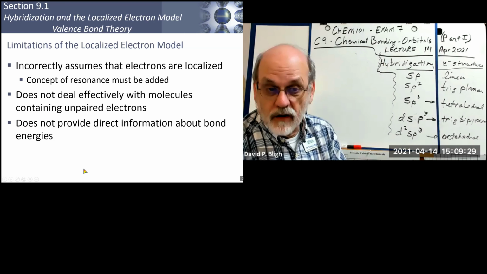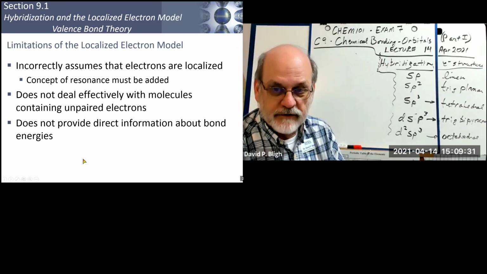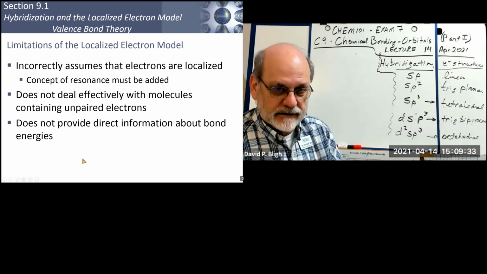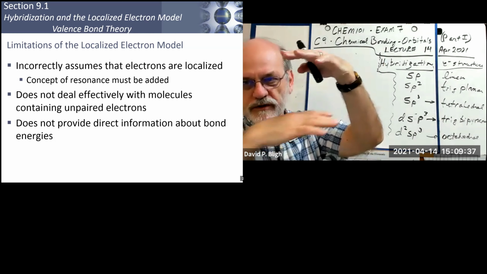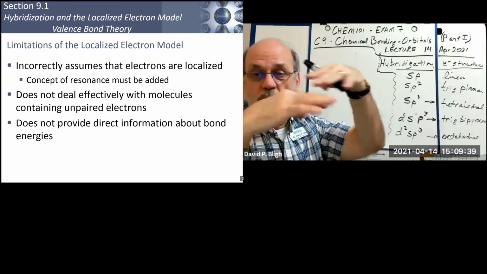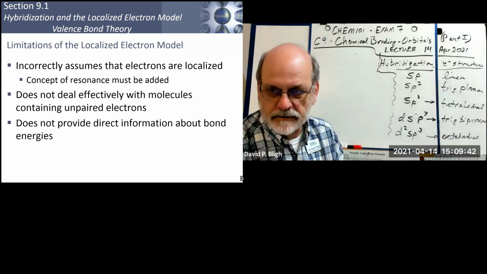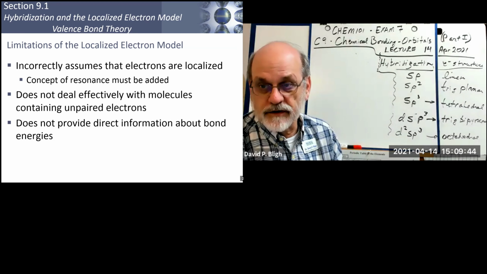It doesn't, no, that's true. It doesn't provide direct information about bond energies. It just says that the bond energies of the hybridized orbitals, the degenerate orbitals, are somewhere in between. But it doesn't say how much. It doesn't say what their values are.